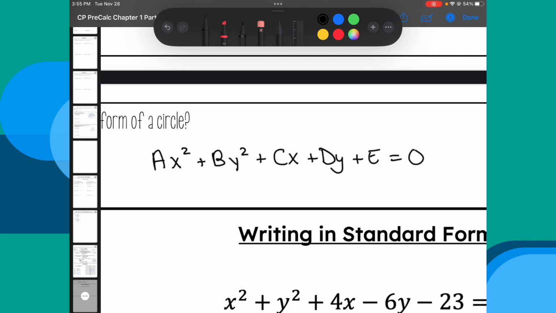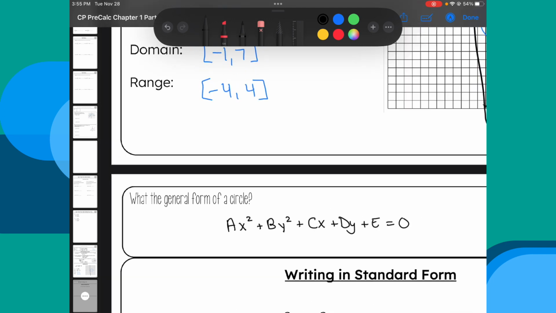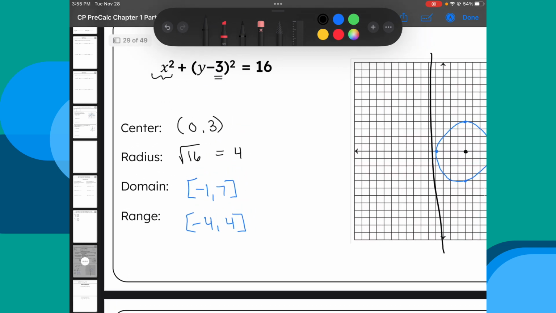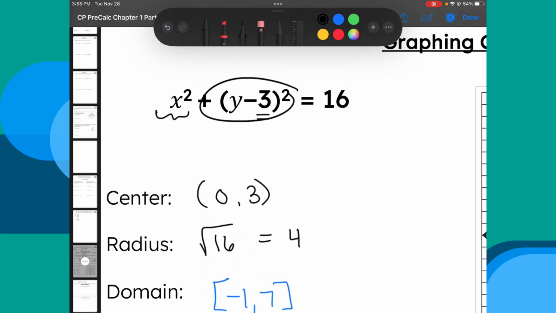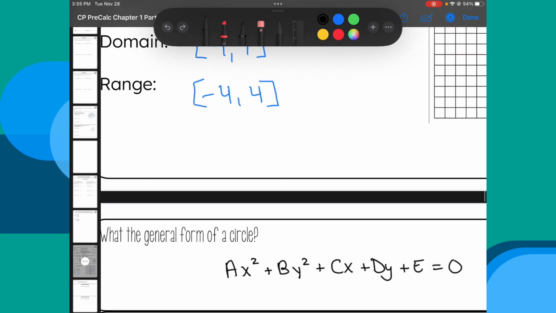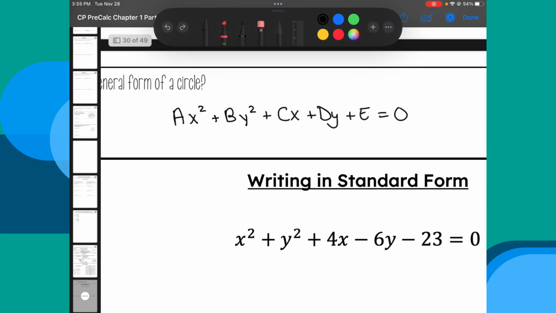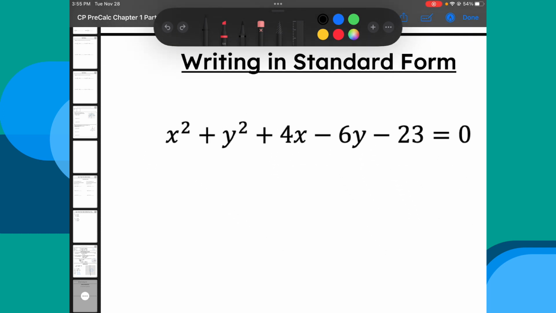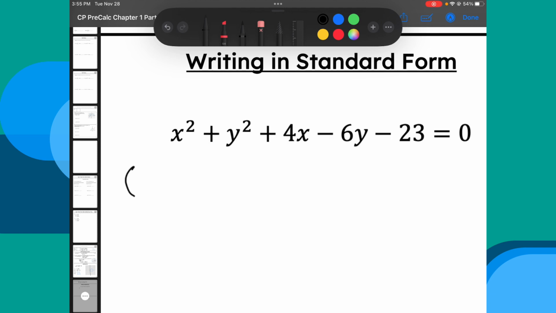So imagine in these first examples that you would write out this binomial square, double distribute it. If you had something here, you would do the same thing, and then you put everything on one side. That would be the general form of a circle. So we can go between general form and standard form pretty easily. And to do that, we do completing the square. Hence why we learned it before.